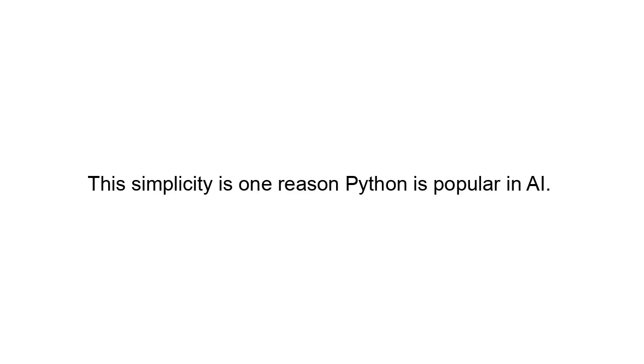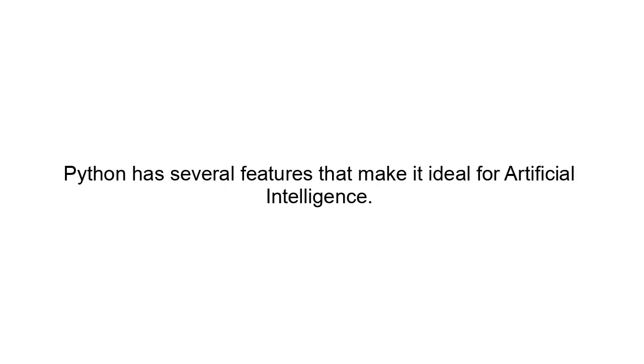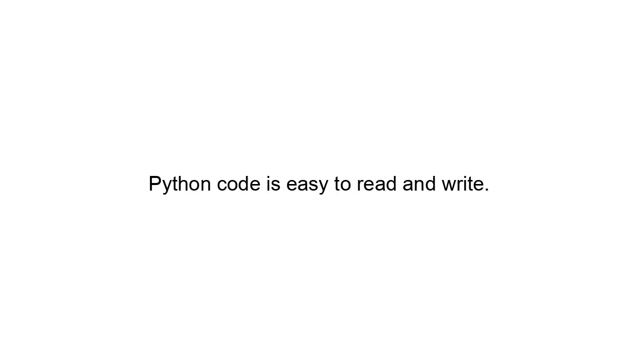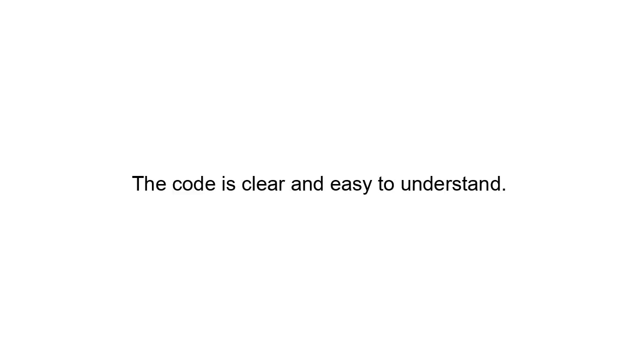Why Python is used for AI. Python has several features that make it ideal for artificial intelligence. Simple syntax. Python code is easy to read and write. Example: numbers = [1, 2, 3, 4], total = sum(numbers), print(total). The code is clear and easy to understand.